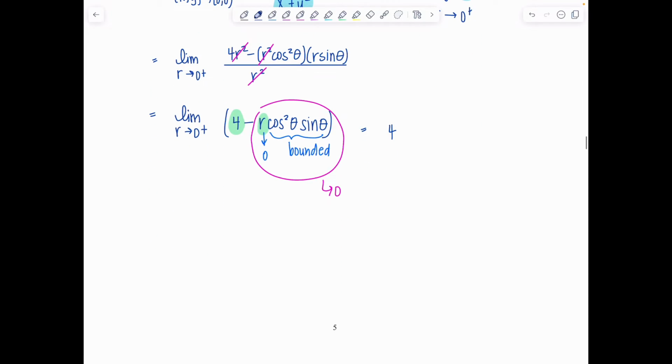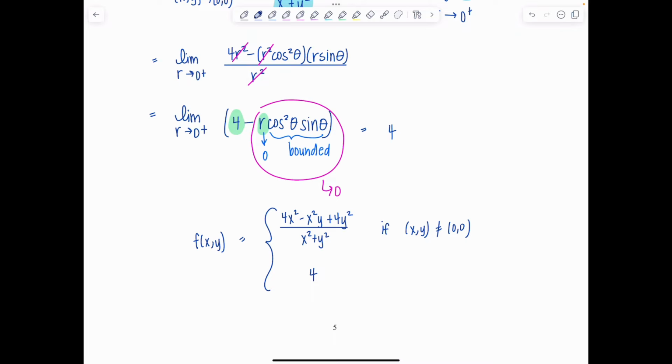So what I'm going to do now is write out the piecewise function. It's equal to (4x squared minus x squared y plus 4y squared) over (x squared plus y squared) if (x,y) is not equal to (0,0). And then we're going to define it to be 4 if we're at the origin, if (x,y) is (0,0).